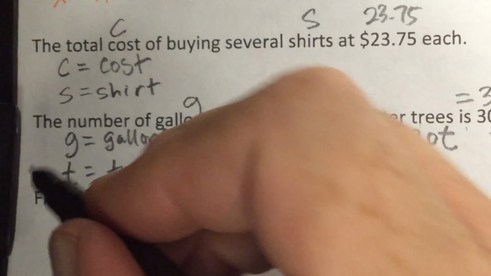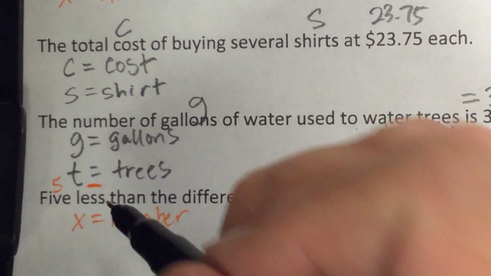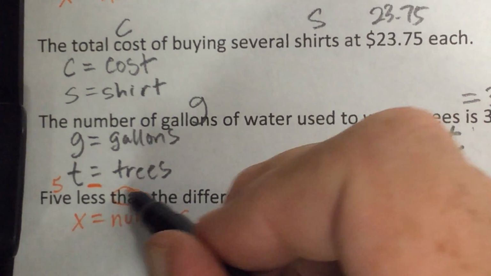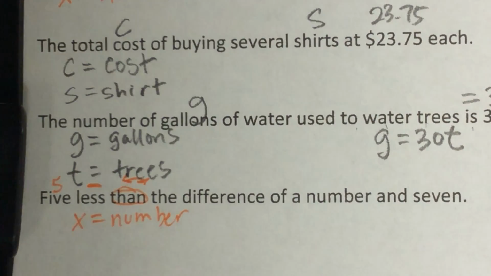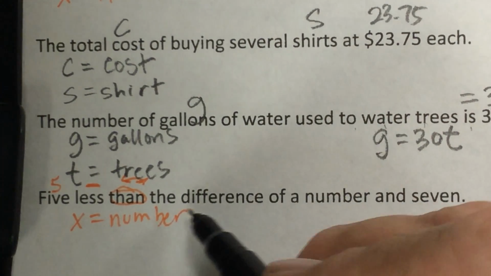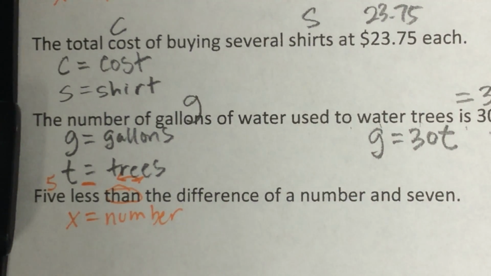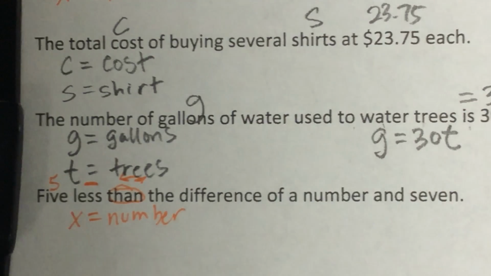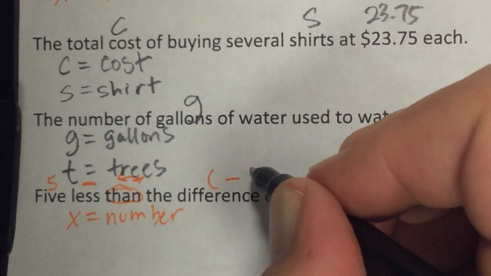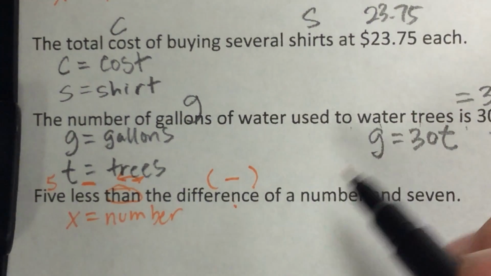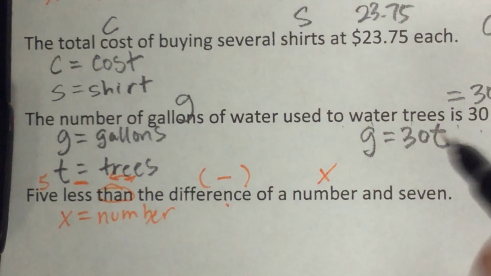So when we annotate it, we will have 5, less is minus, than is one of our turnaround words, so I want y'all to circle it, draw the arrows to remind you to switch things. The difference of means that we are using, right, parentheses, and we will be subtracting inside the parentheses because it says difference. A number, which we decided was going to be x, and 7.